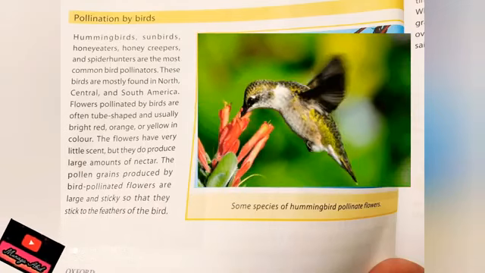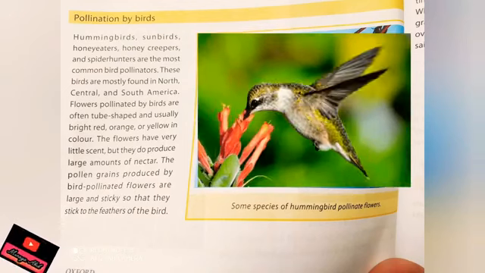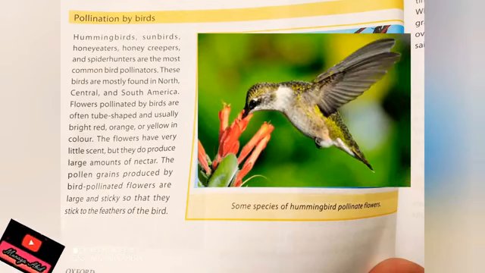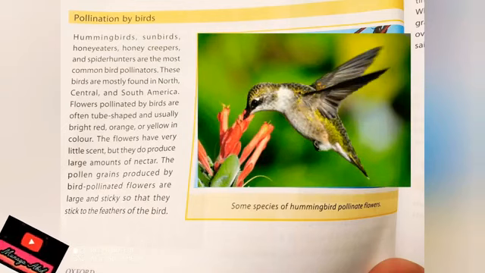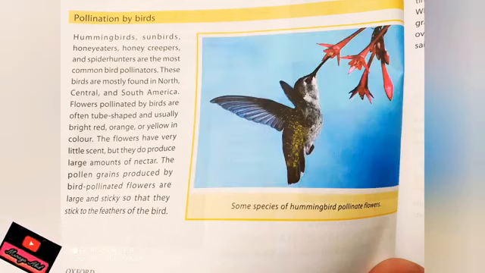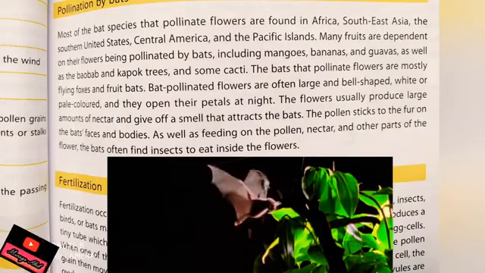Now come the flowers which are pollinated by birds. This hummingbird looks lovely. It's sucking the nectar, and meanwhile it is also doing the pollination. It is transferring the pollen grains from anthers to the stigma. Isn't it lovely? One more strange thing for you.